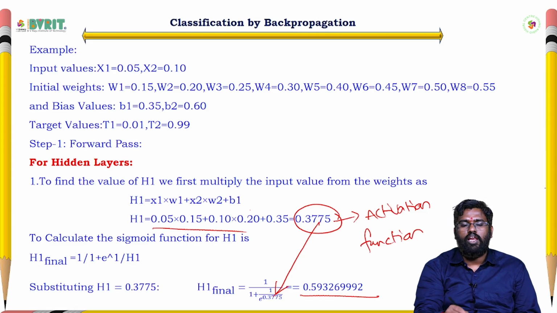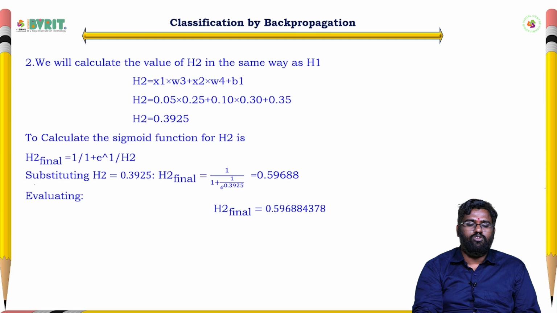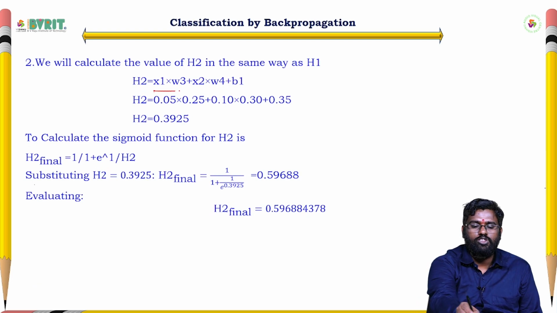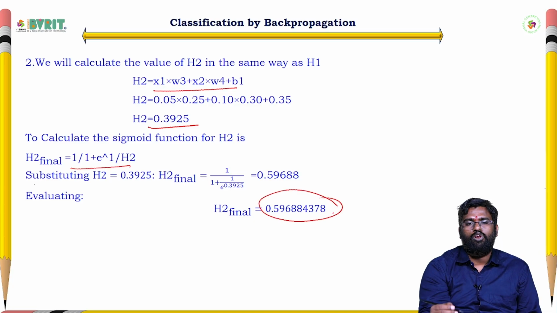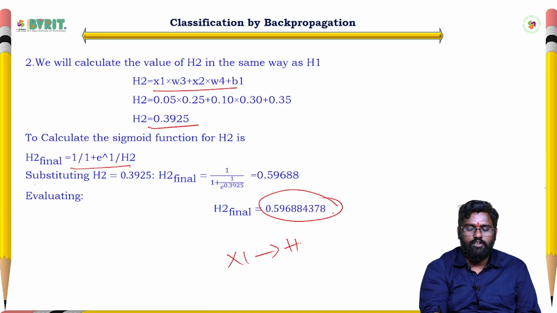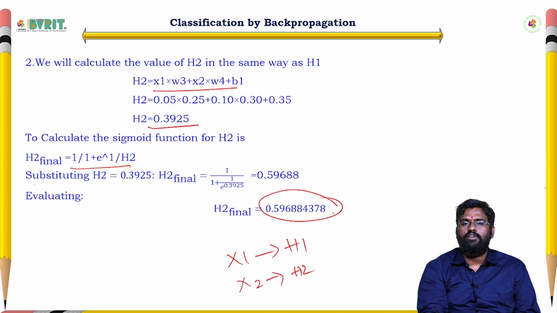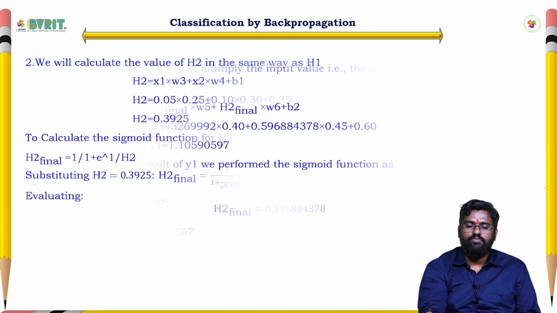Similarly, we need to calculate for h2. The incoming lines are connected with h2. Based on that we get the value of h2, and finally we got h2 final as 0.5. So we calculated from x1 to h1 and x2 to h2. Two calculations are done. Now we have to do the next step.